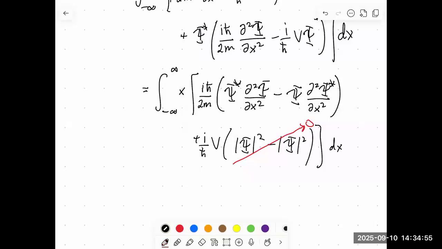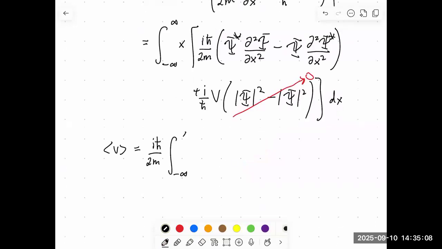So then our expectation value for the velocity is going to look like, let's see, we have an i h bar over 2m. That's all a constant. The integral from minus infinity to infinity of x. And then I'm just going to copy down what's in these brackets exactly as it is. So phi star, two derivatives of phi, minus phi, two derivatives of phi star.